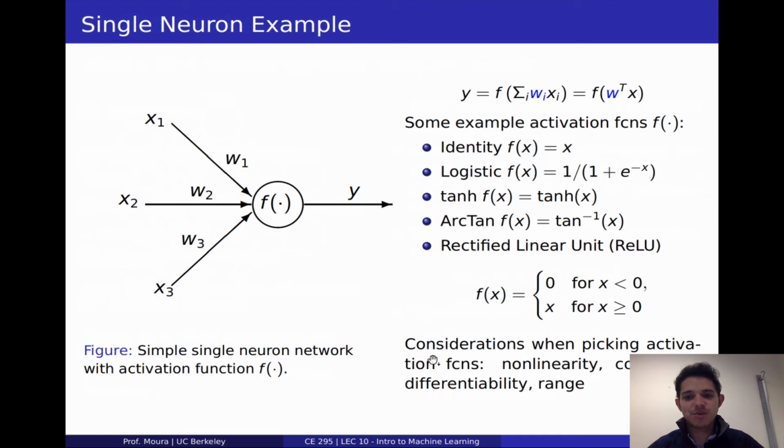Now there's many considerations when picking an activation function. You might think about, what does the nonlinearity look like? Is the function continuous? Is it differentiable? What is the range? For example, the logistic function will give you values only between 0 and 1. The identity function can give you values from -infinity to +infinity, etc.